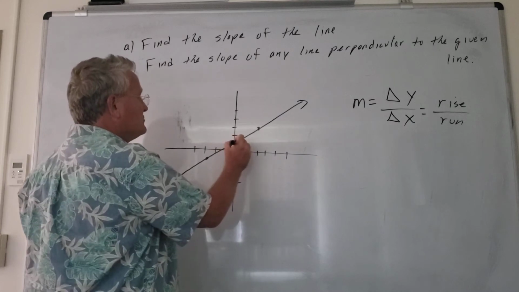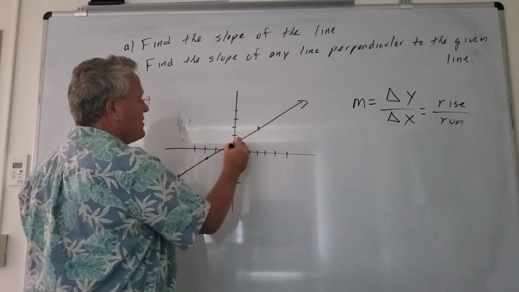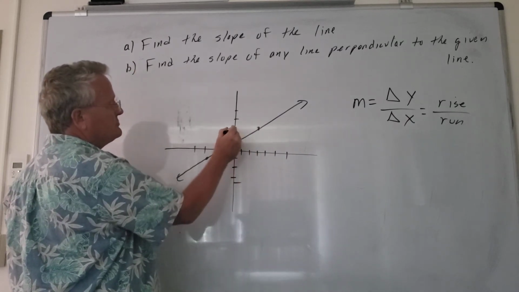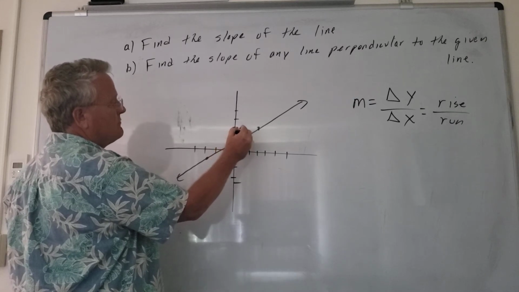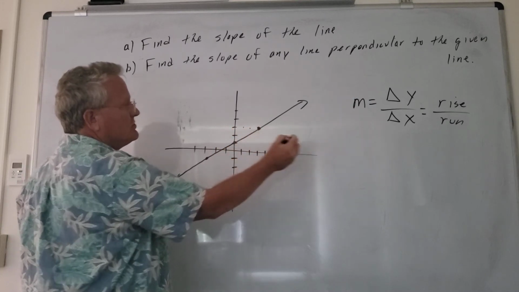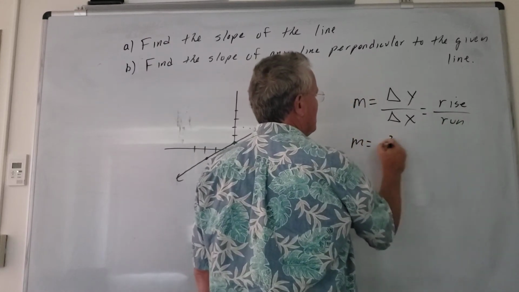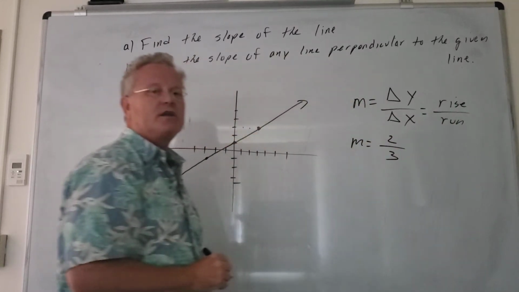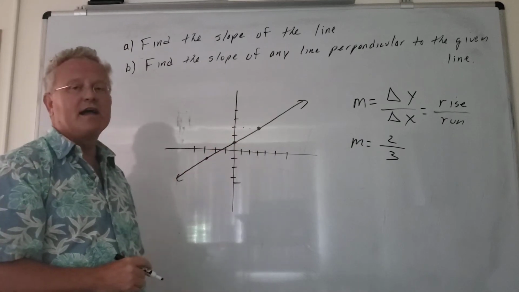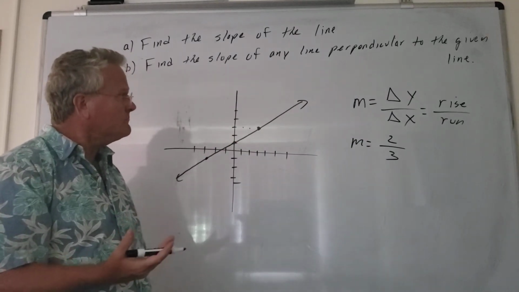But to go from this point to this point, we go up 2, 1, 2, and over 3, 1, 2, 3. So we go up 2 and to the right 3. So the slope of that line is 2/3.